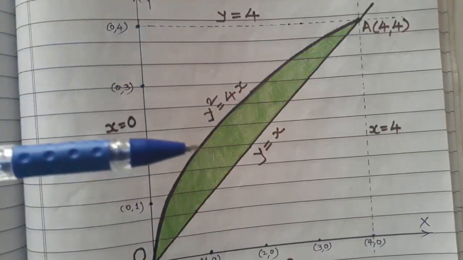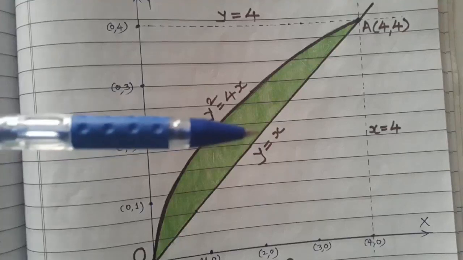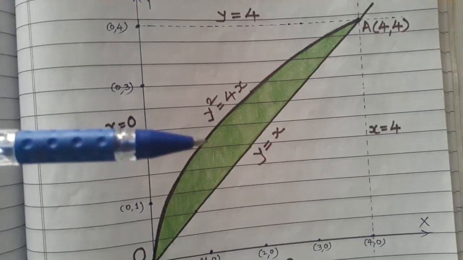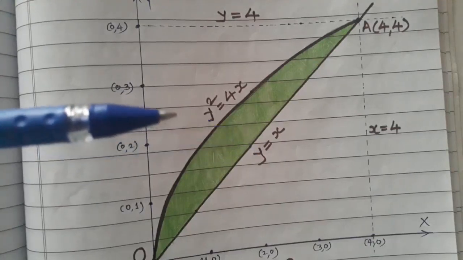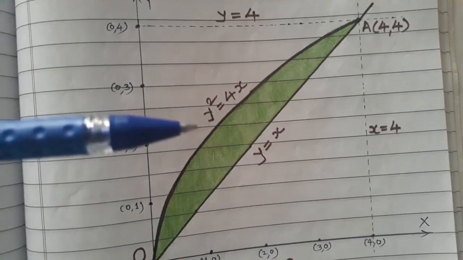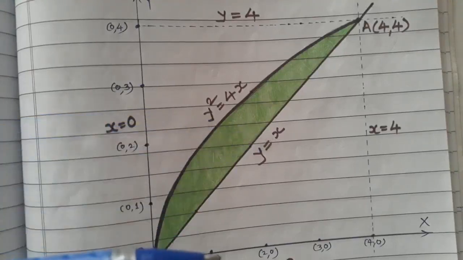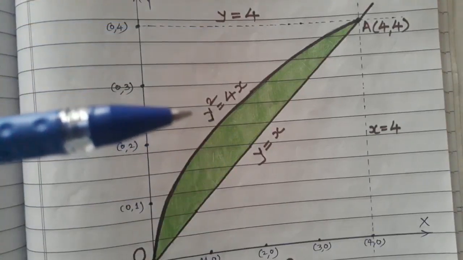Limits of x are by whatever walls the bullet breaks. Here the walls broken by the bullet are x equal to y square by 4 and x is equal to y. So the limits of x are x equal to y square by 4 to x equal to y, and the limits of y are y equal to 0 to y equal to 4. In this way we can find out the limits.